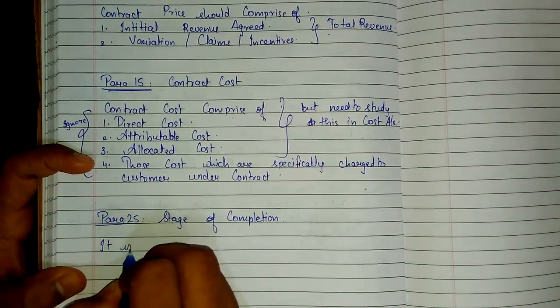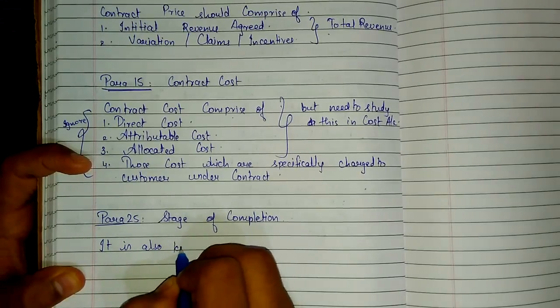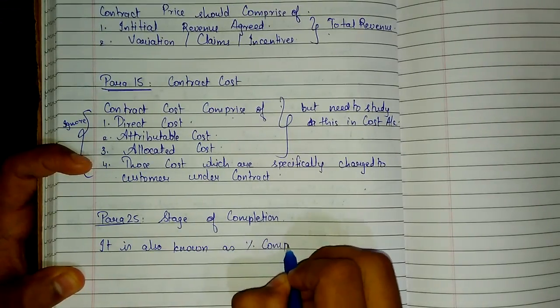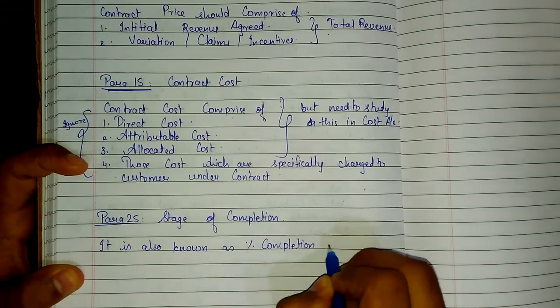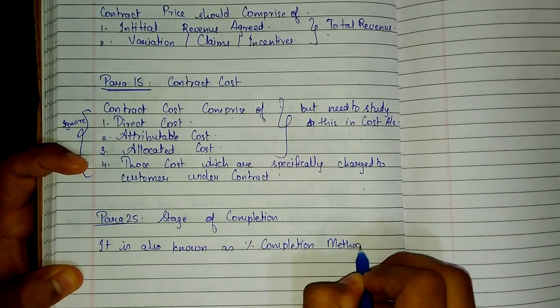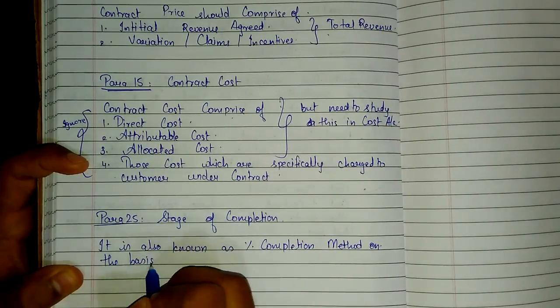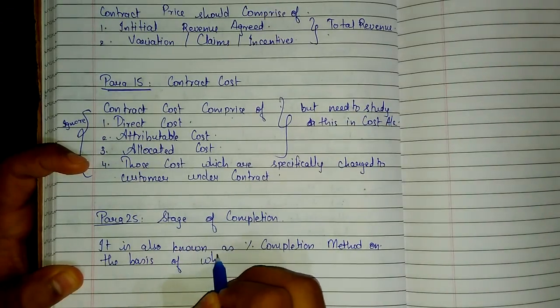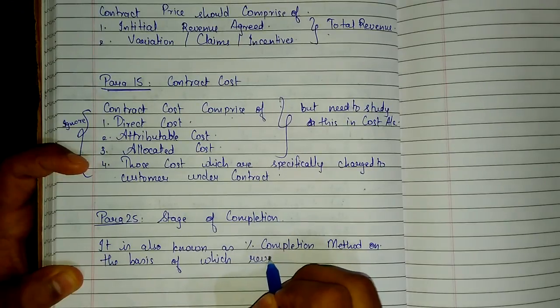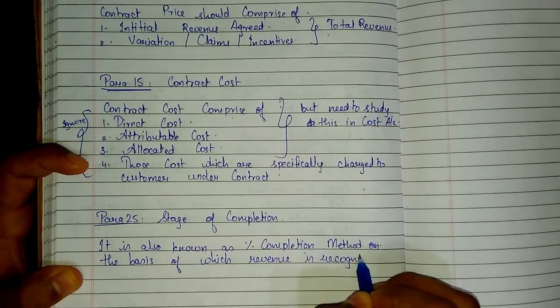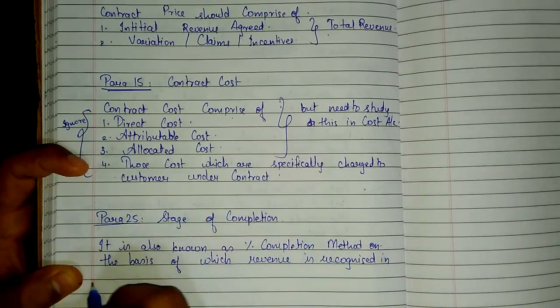it is also known as percentage completion method, on the basis of which revenue is recognized in the P&L account.